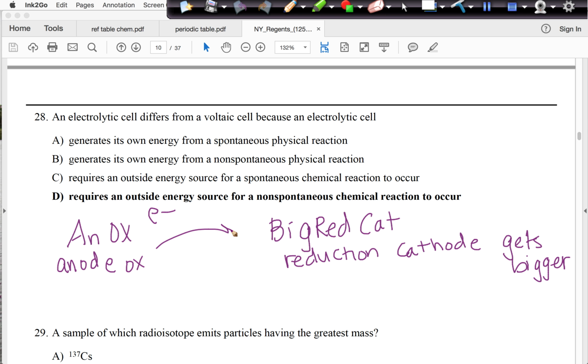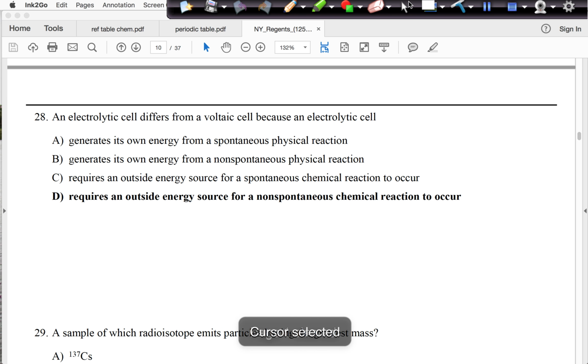Electrons always flow from anode to cathode through the wire. Ions will always flow in the salt bridge or in a solution if it's just one cell, but there has to be a way for ions to get to the anode and the cathode to balance out the charges of the solutions. Electrons always flow through the wire from anode to cathode. Ions always flow through the salt bridge or through the solution.